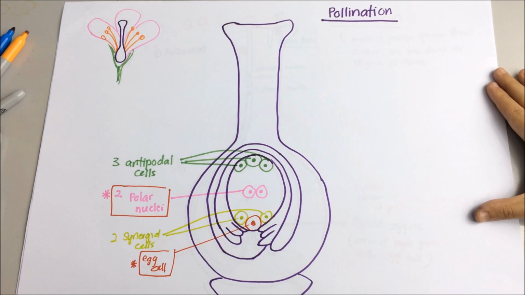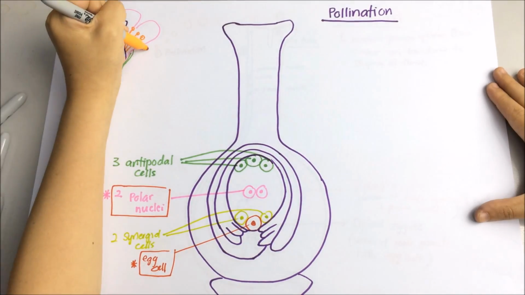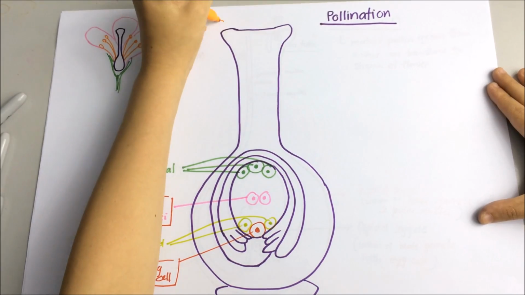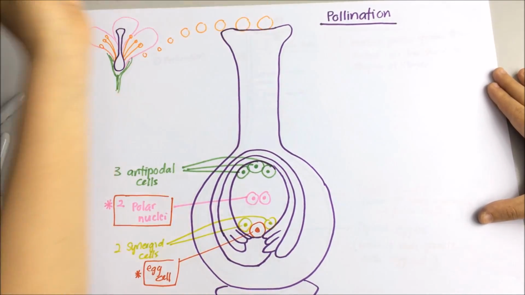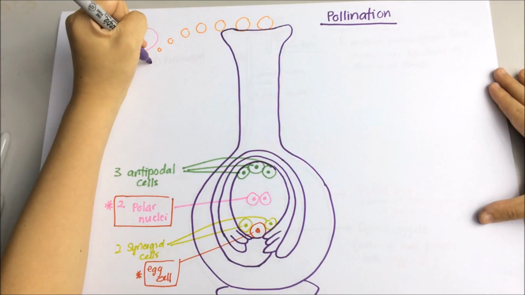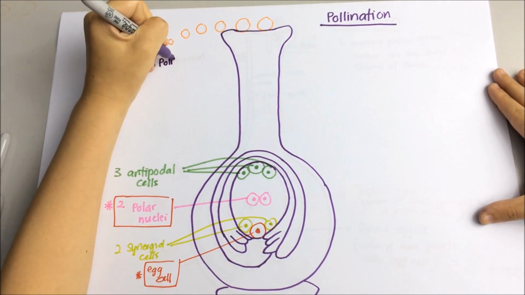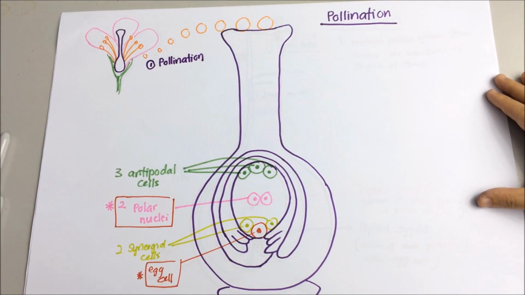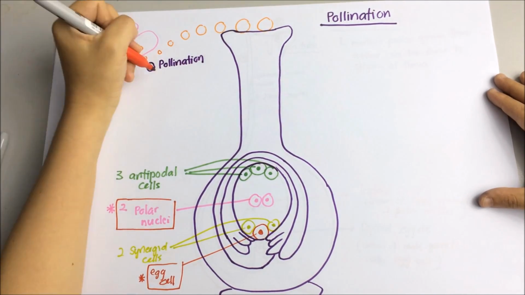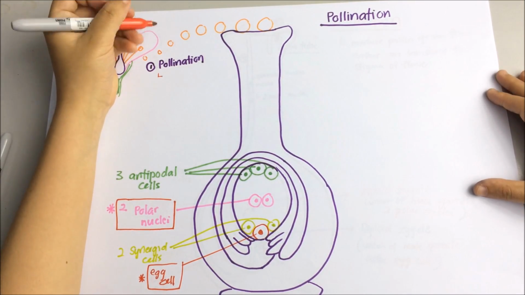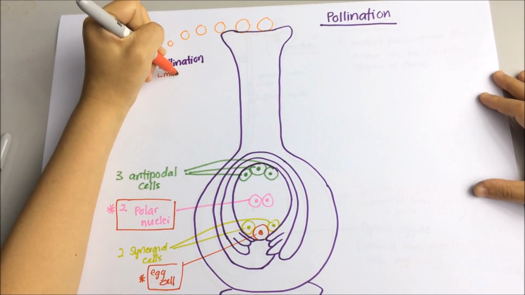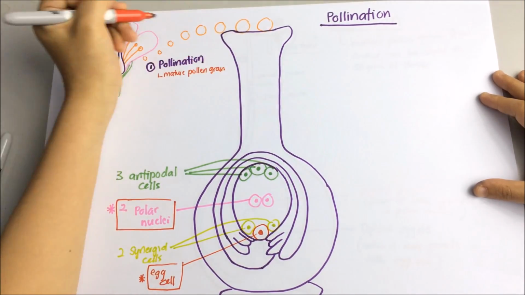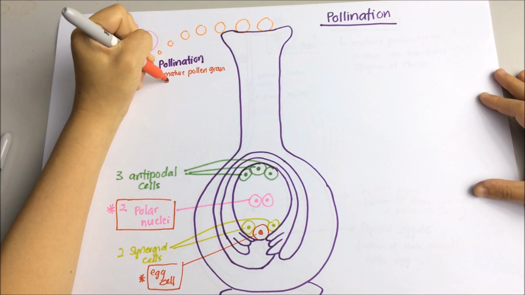Now, let's look at the first step of the reproduction of flowering plants, which is pollination. In order to be pollinated, a pollen must be moved from a stamen to the stigma. When pollen from the plant's stamen is transferred to the stigma of the same plant, it is called self-pollination. When pollen from the stamen is transferred to a different plant's stigma, it is called cross-pollination.